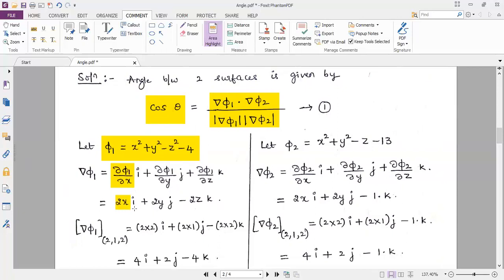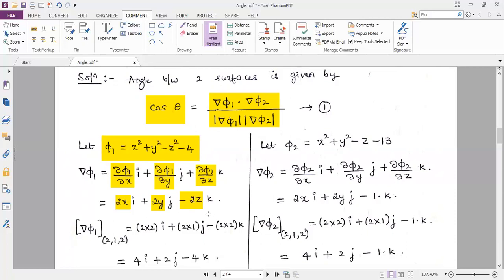Write down i cap as it is plus dou phi1 by dou y, partial differentiation of phi1 with respect to y. With respect to y, x square minus z square minus 4 is constant. Differentiation of y square is 2y into j cap as it is. Differentiation of x square plus y square minus 4 partially with respect to z is 0. So differentiation of minus z square is minus 2z into k cap as it is.